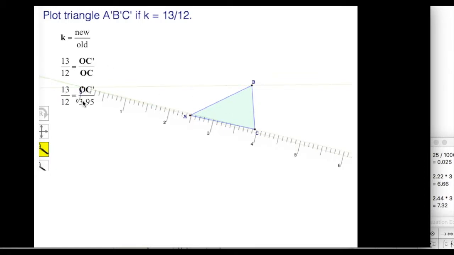The distance from O to C is 3.95, so we have 13/12 is OC prime over 3.95. I'm going to cross multiply the 3.95 to the 13. We have 13 times 3.95 divided by 12 is O to C prime. Multiply that and divide by 12, and you get 4.27916 repeating. I'm just going to round it to 6 decimal places. Really, I need to round it to 3 decimal places because that's as accurate as the ruler is going to be. So let's go and plot that.